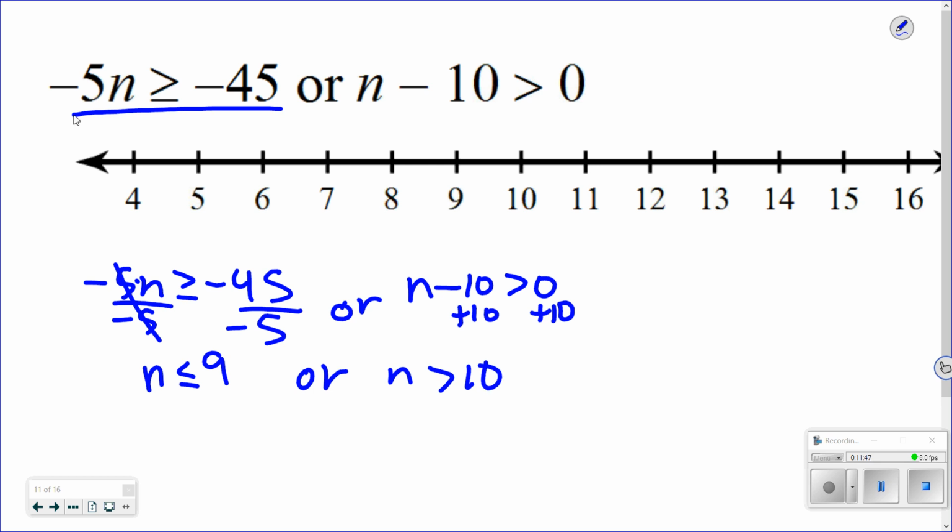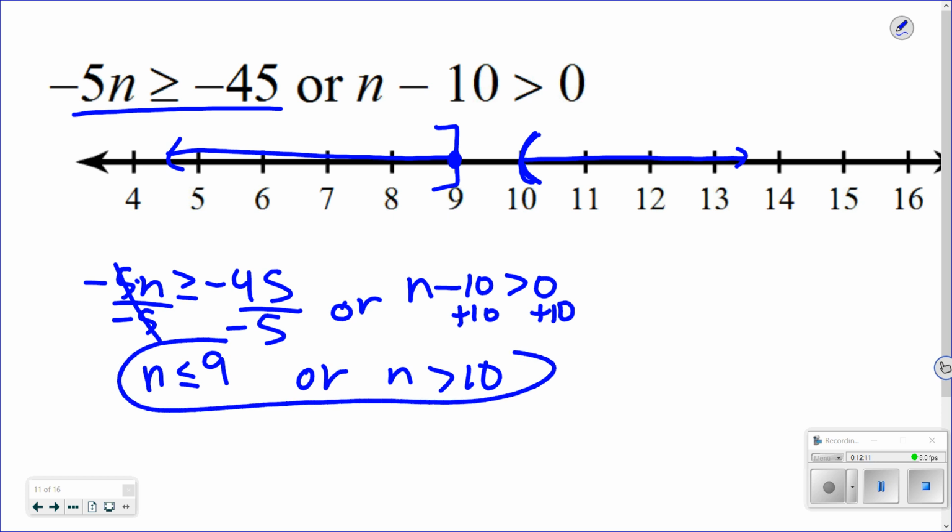Okay, let's graph this one and see what it looks like. So I come up, n is less than or equal to 9. It's got less than or equal to, so it's got the equal sign. That means it'd be a closed dot or a square bracket, and it's less than 9. And n is greater than 10. That would normally be an open dot or a parenthesis, and it's greater than 10. So it's going that way. So if you look at it, that would be my answer with inequality notation.